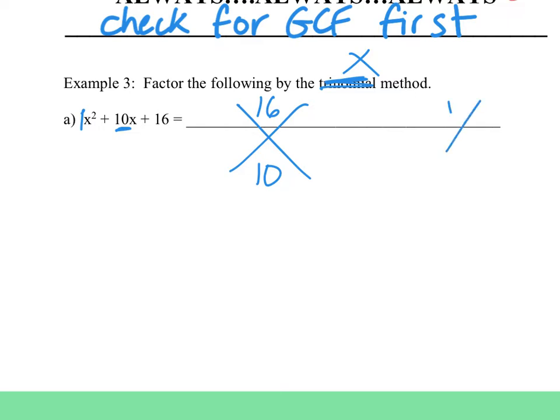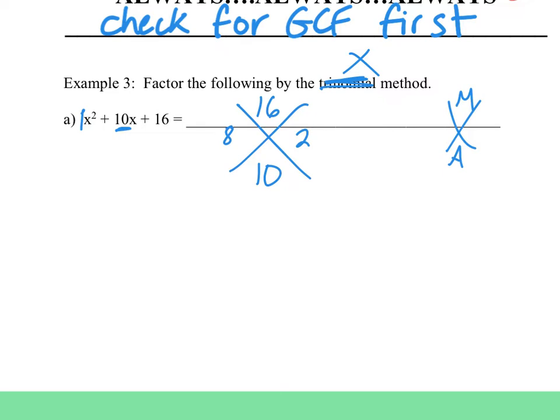Now, the fun part. Two things that will multiply to 16, but add to 10. 8 and 2. Smart one. Sometimes you gotta play around with the numbers, okay? Sometimes you won't always get it the first time. Use the calculator if you need to.